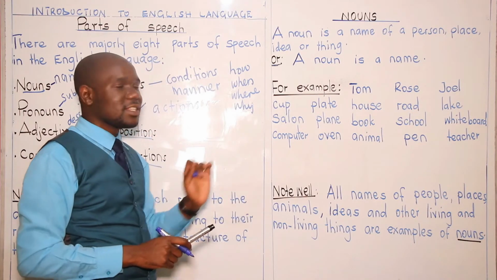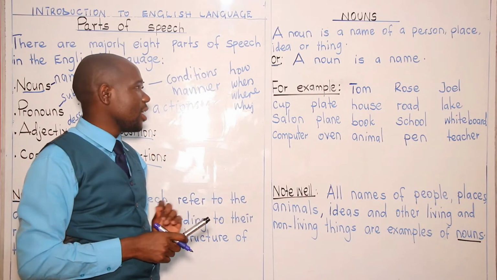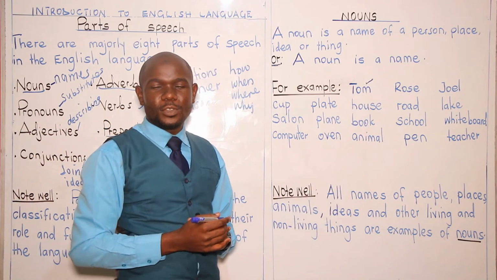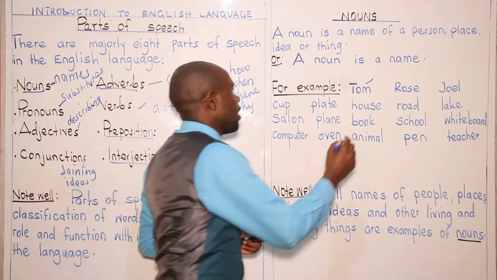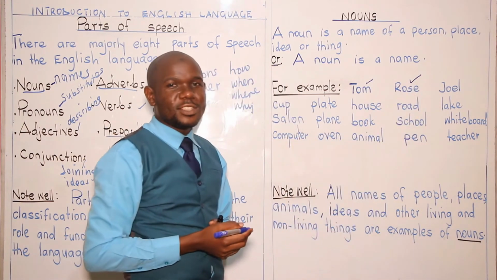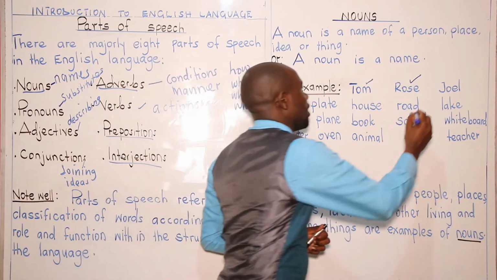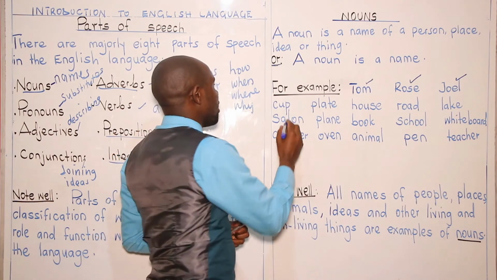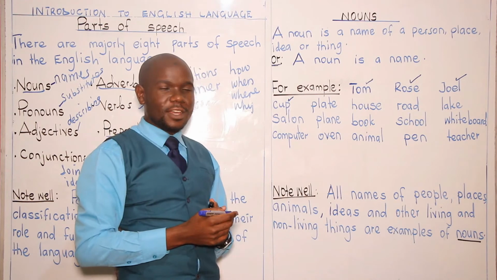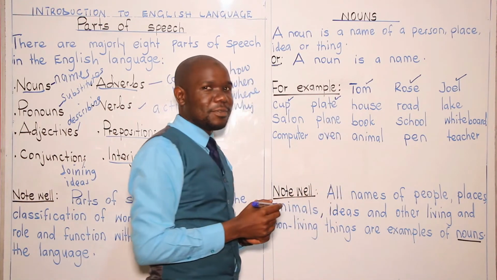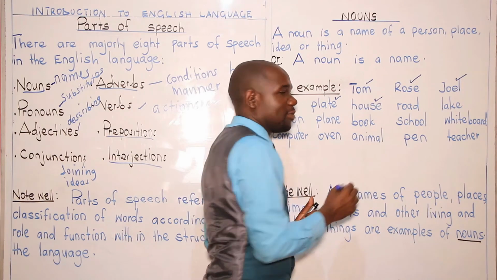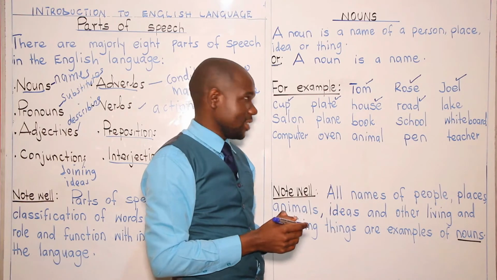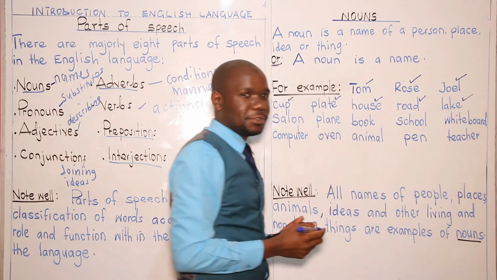We have here several examples of nouns that have been given. We have an example, Tom. Tom is a name of a person. We have Rose. Rose is also a name of a person. We have Joel. Joel is also a name of a person. We have Cup, a name of a thing. Plate, still a name of a thing. House, name of a place. Road, name of a thing. It can be a place. Lake, name of a water body.